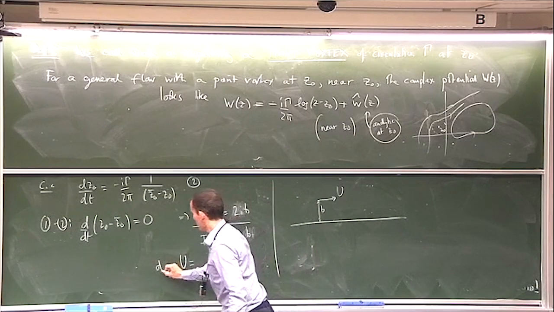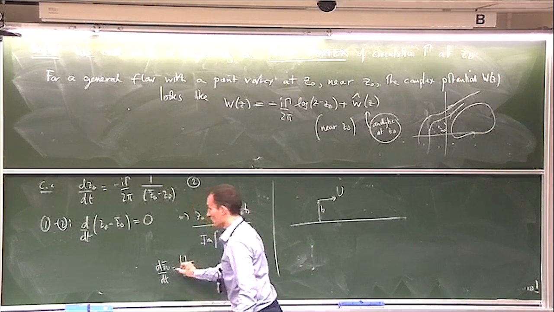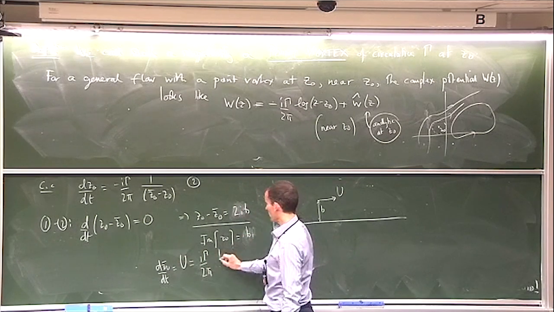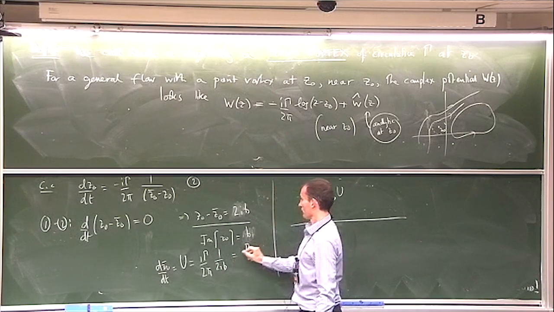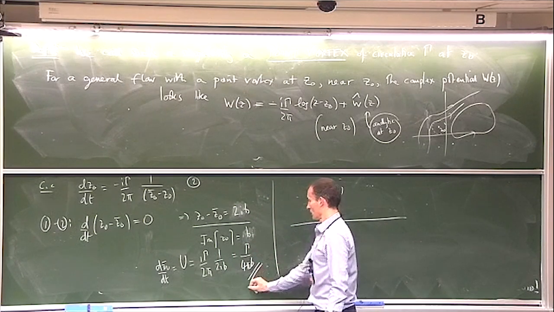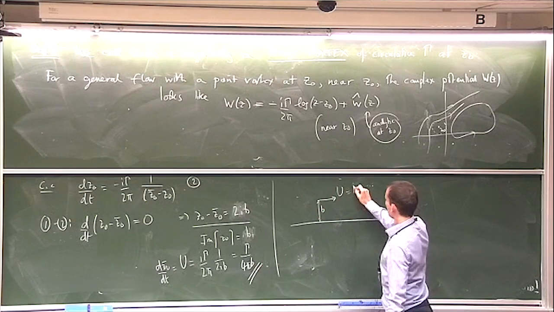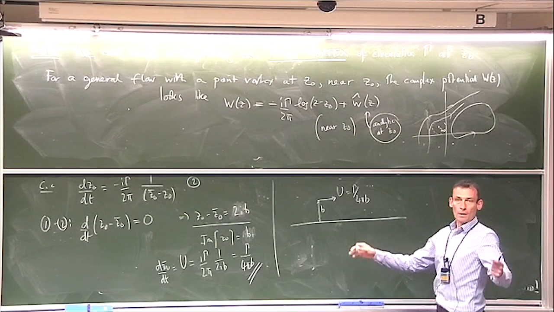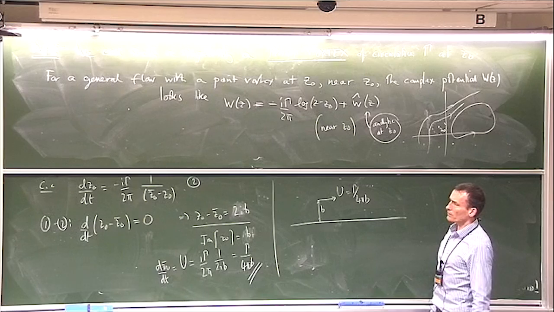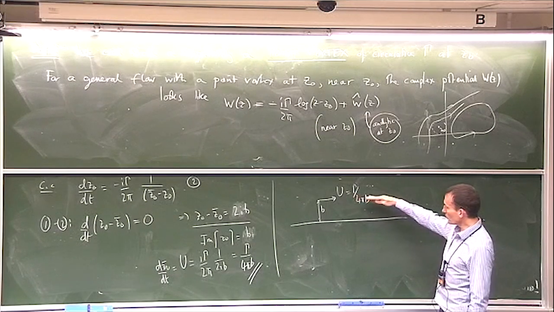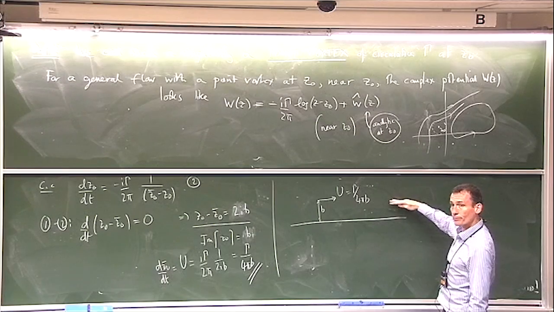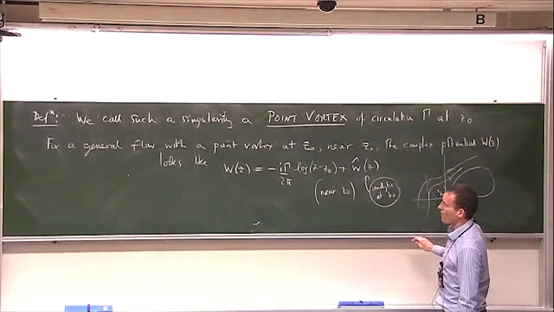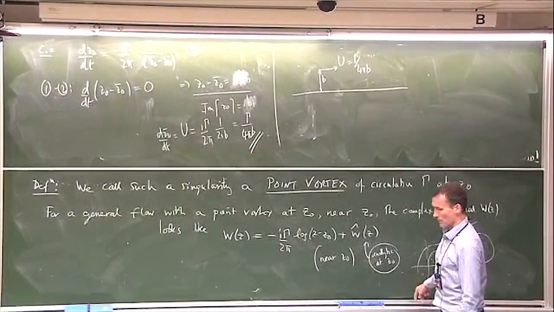So u, dz naught bar by dt, which is u, is i gamma over 2 pi, 1 over z naught minus z naught bar, which is this. That's it. We've just solved the problem of what a point vortex does near a wall. It stays at a constant distance from the wall and moves at constant speed parallel to it. Okay? Any questions?